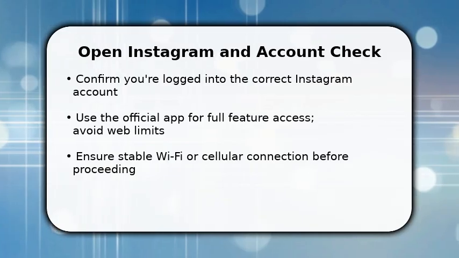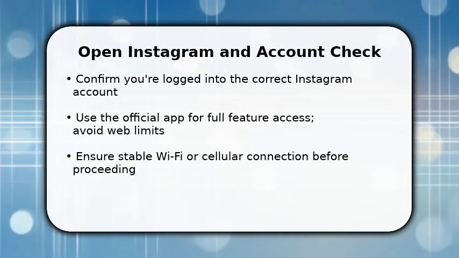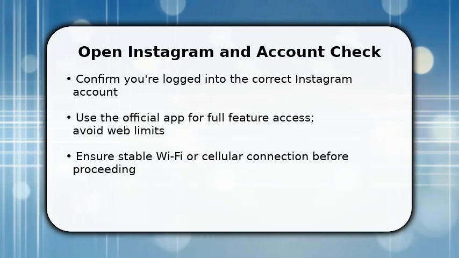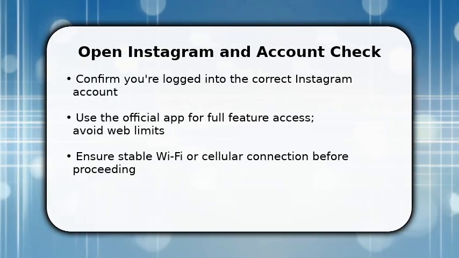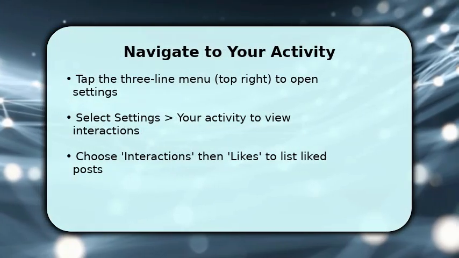From here, you begin the navigation toward your activity history. If you don't see familiar posts, double-check Account Switch Now. This is the single most common reason you can't find likes. Now tap the three-line menu in the top right, then choose Settings and follow to your activity.